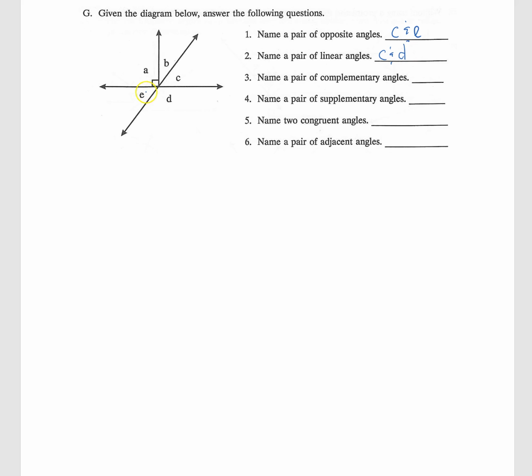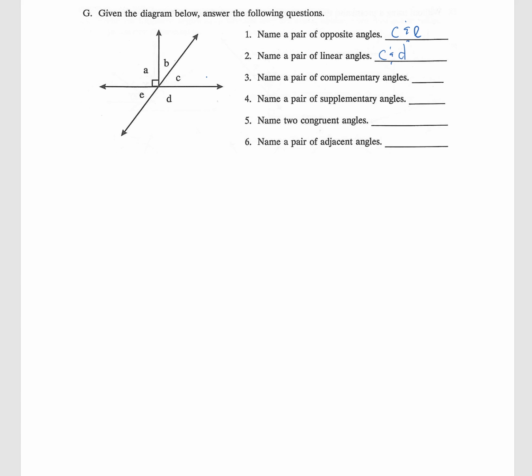But another possibility is E and D, which make up this straight line, or in another case, E, A, and B altogether make up 180 degrees, but they're not a pair. And similarly, A, B, and C will add up to 180 degrees, but again, that's three angles and not a pair, so we'll leave our answer as C and D, even though there are other options.